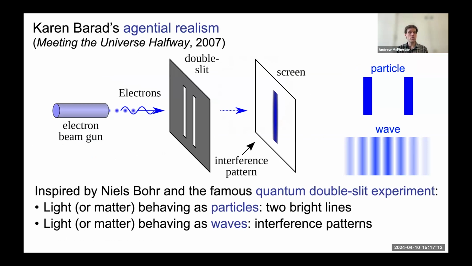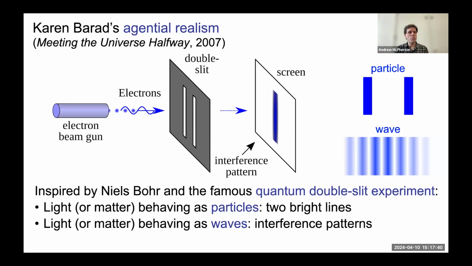There is this famous quantum mechanical experiment where light, or matter for that matter, can behave either as a particle, where you pass it through these two slits and you see essentially two lines appearing on a screen, or it can appear as a wave, where by passing through these two slits, there are interference patterns between them. And what you see on the screen is a pattern of alternating light and dark.